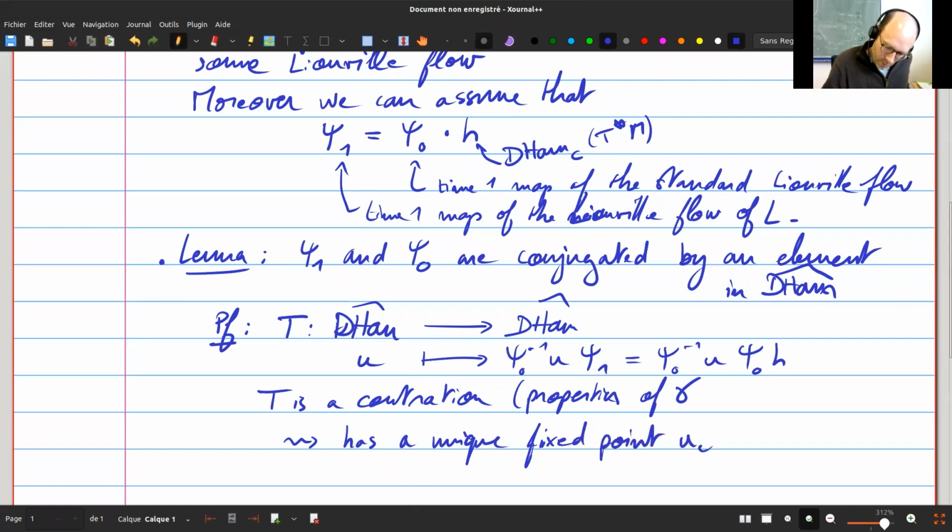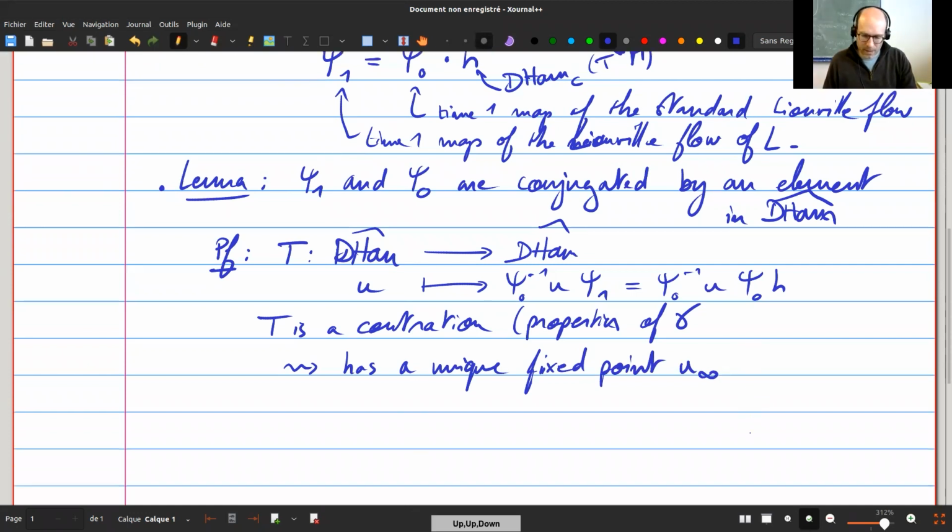I will denote it U infinity. What we get from the fact that it's a fixed point is that psi naught is U infinity psi 1 U infinity inverse. So that proves the lemma.